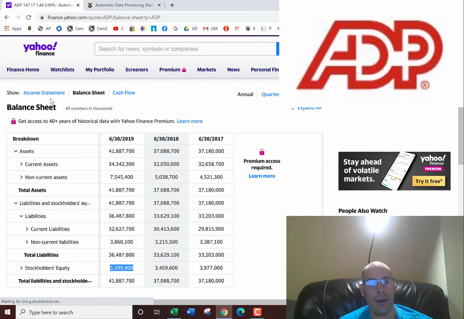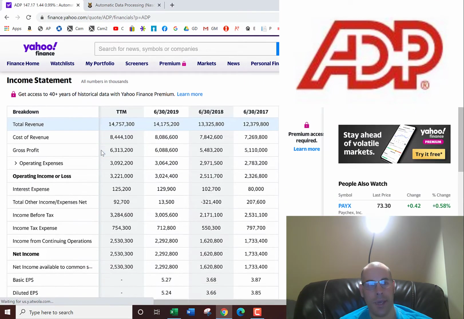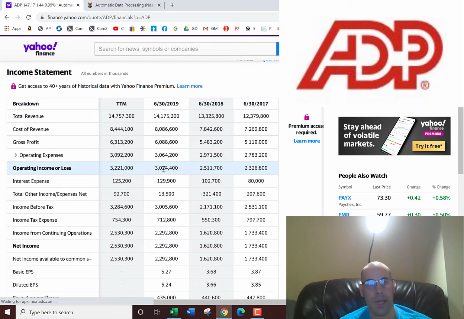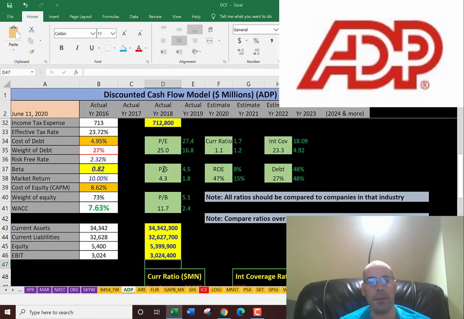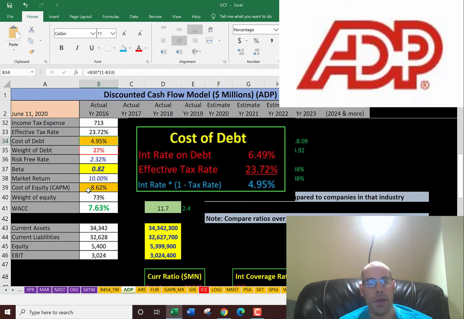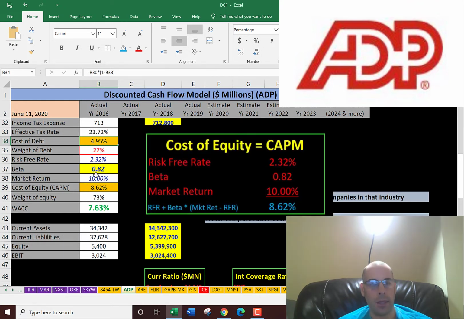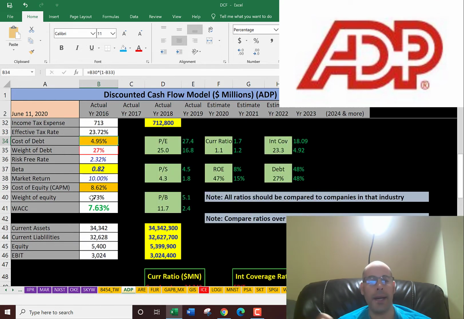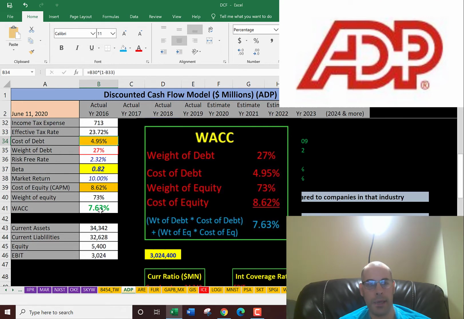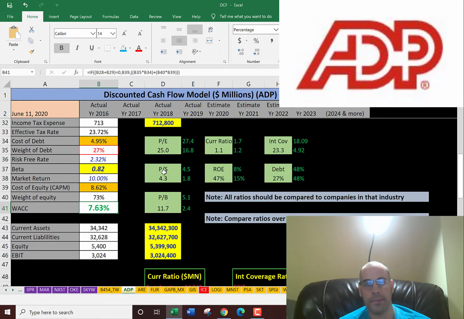And we need their EBIT, earnings before interest and taxes. That's called operating income on the income statement. That's 3 billion. That's how much money the company makes in its regular business, but before it pays interest and taxes. So let's look at a capital structure. So the cost of debt is 5%, and they have 27% debt. And the cost of equity is 8.6%, and they have 73% equity. So the weighted average cost of capital is 7.6%. That's a blend of the cost of debt and the cost of equity. And that's a discount rate we're going to apply to the future cash flows.